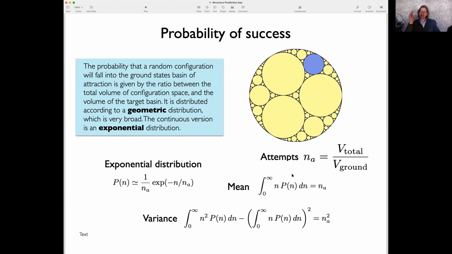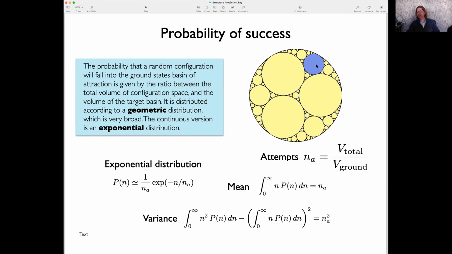The basic idea is that if you're throwing darts at a target like this, your probability of success is a bit like trying to roll a 6 on a dice, whereas the probability of rolling the 6 is the volume of the basin of your target ground state basin divided by the total volume of the whole configuration space. And say that's 1 in 50.